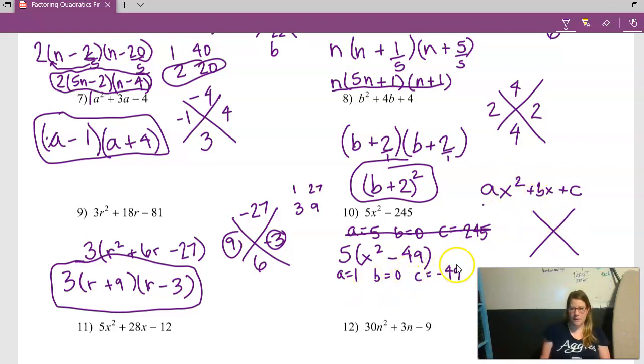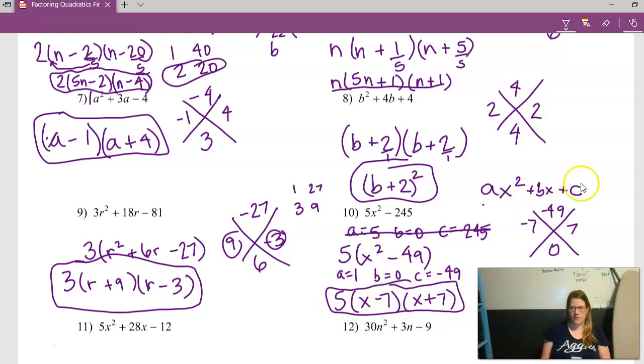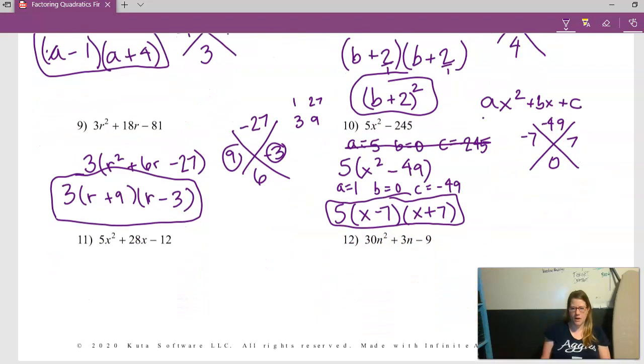So a times c is negative 49, b is 0, so what multiplies to negative 49 and adds to 0? That would be negative 7 times 7. So 5 times x minus 7 times x plus 7, with a equal to 1, when I divide these, nothing will change. So there we go. Okay, just a couple more here.